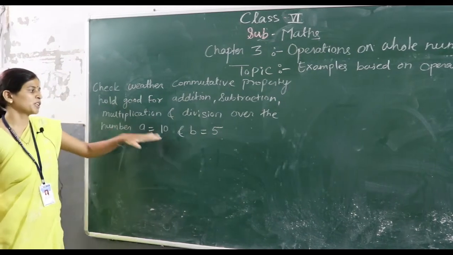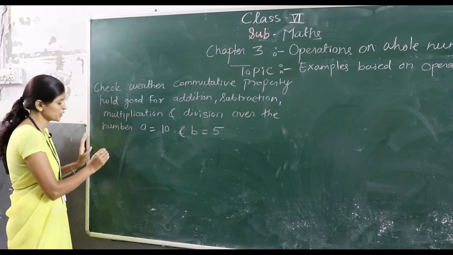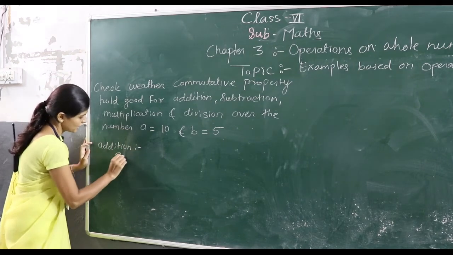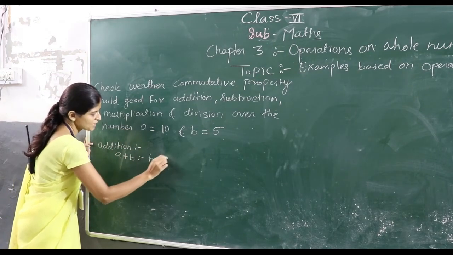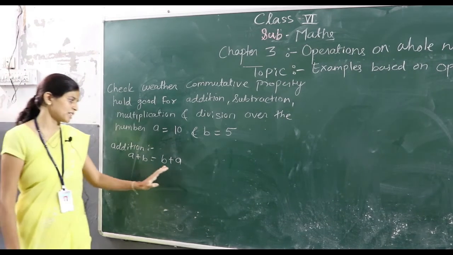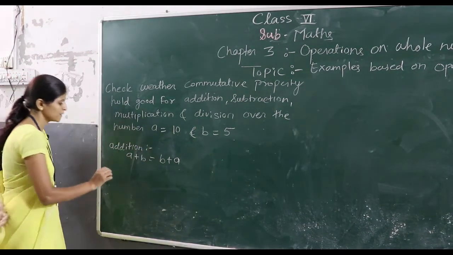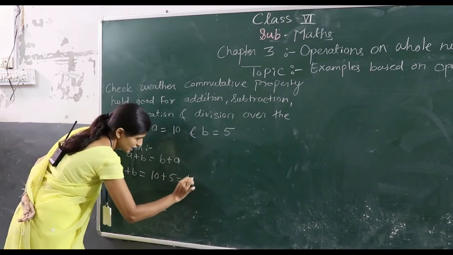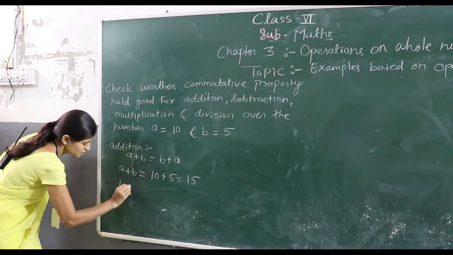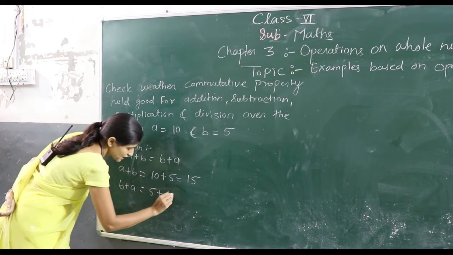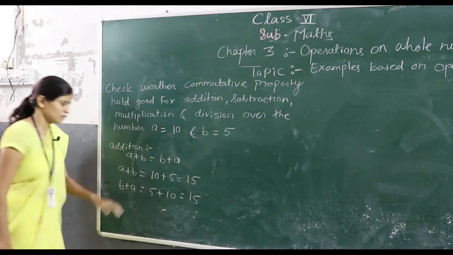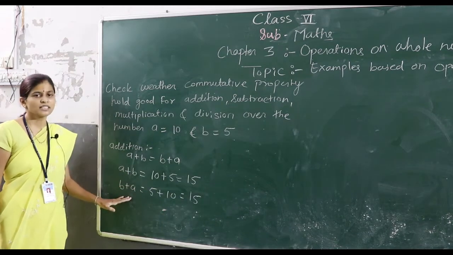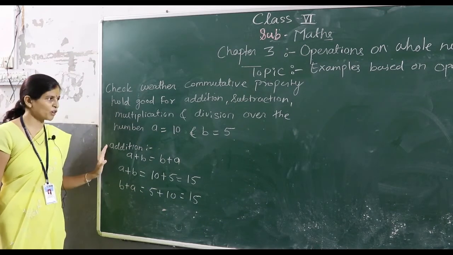First we check the commutative property for addition. What is the commutative property for addition? For addition, a plus b equals b plus a. Means if we interchange the numbers, we get the same answer. Let's check whether this happens for these numbers. First we take a plus b, that is 10 plus 5, we get the answer 15. Now we interchange the numbers, means b plus a. So 5 plus 10, we get the answer 15. The right hand side of both equations is the same, that is 15. So the left hand side is also the same. Means the commutative property holds good for addition.